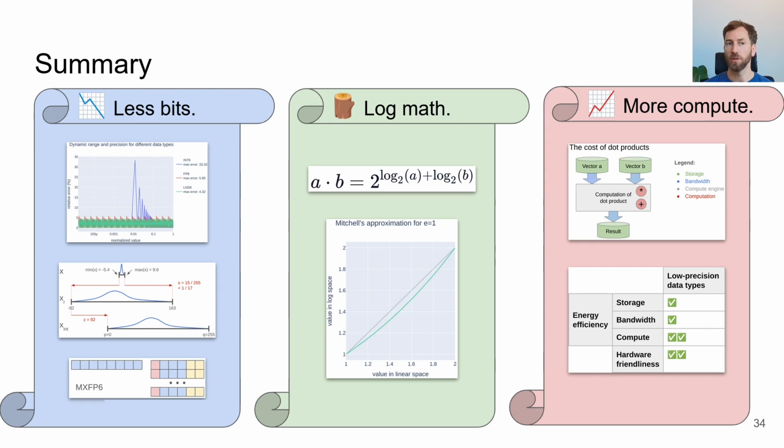More compute. Via less bits, I've shown how to reduce the requirements in storage and bandwidth. Via log math, I've shown how to reduce the cost of the computation itself. And overall, we've identified that low precision data types are the most effective way to reduce the energy consumption of neural networks.